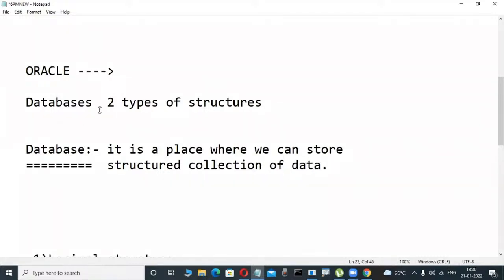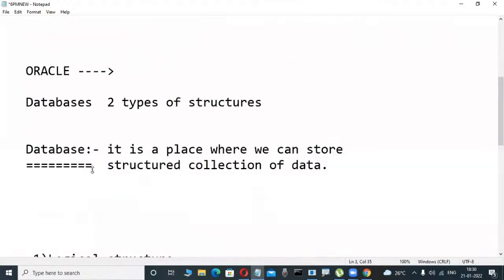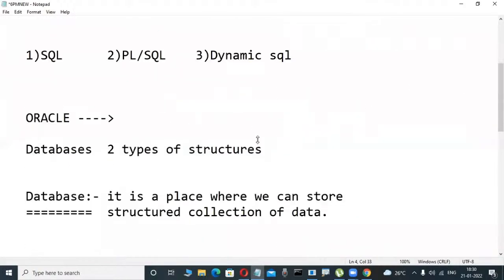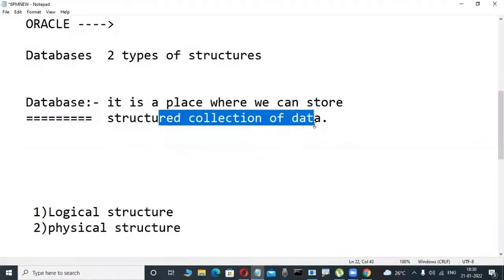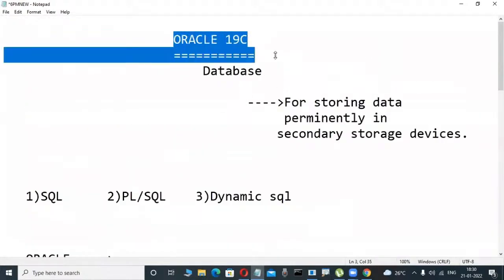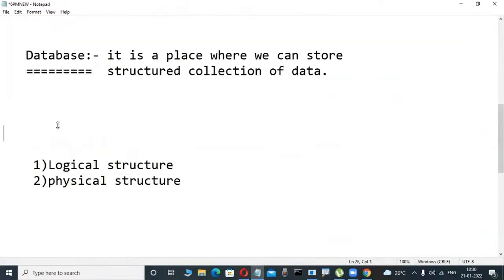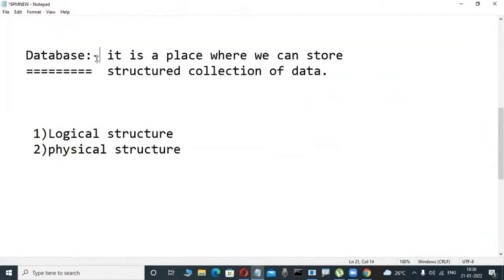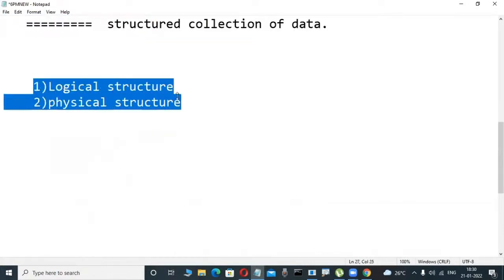Observe here. Actually, whenever we install Oracle or any relational database software, what is the database actually? It is a place. Whenever we install this type of software, automatically some place is reserved on the hard disk only. In that place we can store a structured collection of data. But whenever we install these types of software, two types of structures are there. One is the logical structure. Another one is the physical structure. This definition I am not explaining today; you will understand one of these days. Now observe it. First, two types of structures are there.